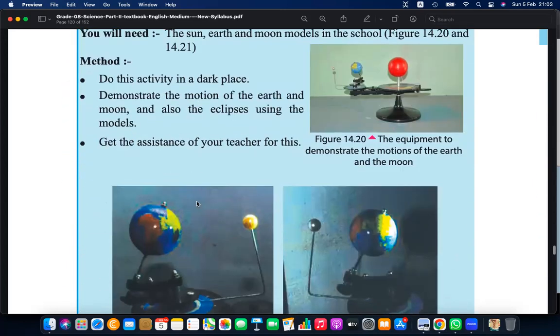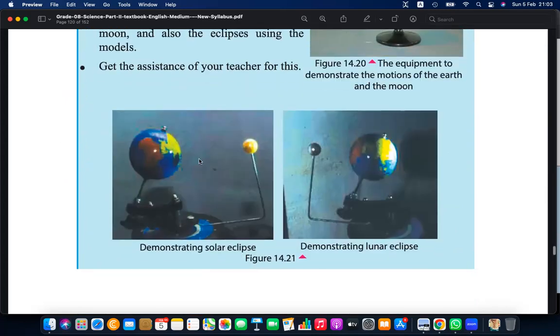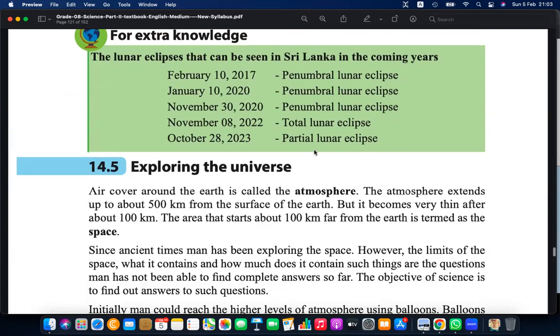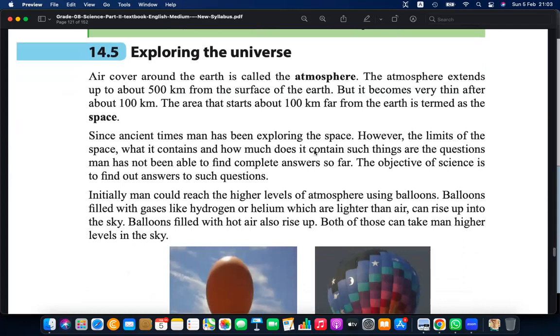Okay, you can see this. When the moon comes between you and the Sun, you can see the solar eclipse, and when the Earth is between you and the moon, then the lunar eclipse happens. Are you clear on this?